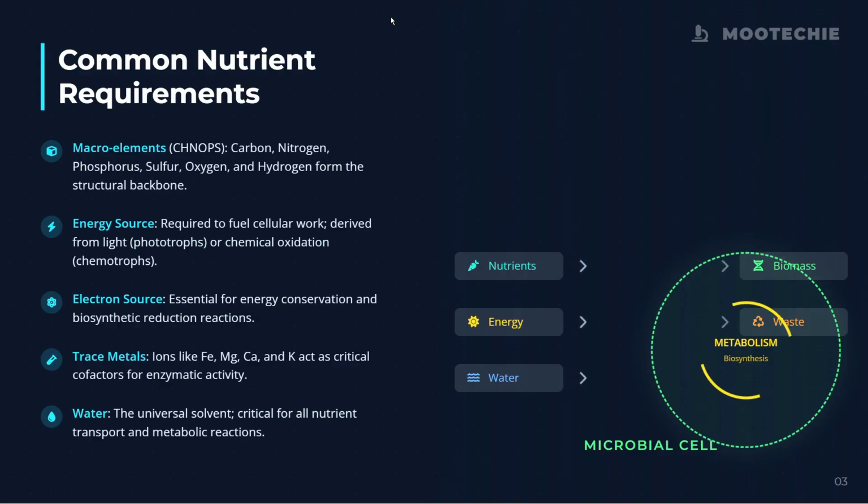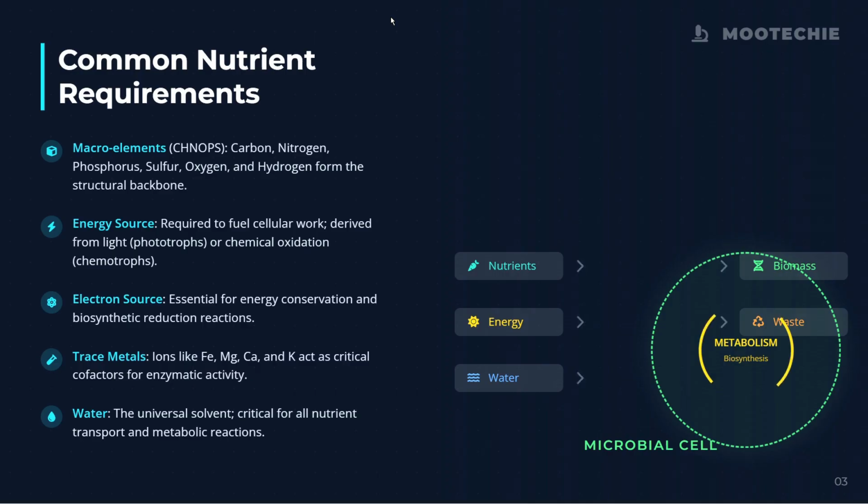Next, every cell needs an energy source to fuel its work. This can come from light for phototrophs or from chemical oxidation for chemotrophs. An electron source is essential for energy conservation and biosynthetic reactions. Trace metals like iron, magnesium, calcium, and potassium act as critical cofactors for enzymatic activity. And finally, water is the universal solvent, critical for transporting nutrients and facilitating all metabolic reactions.